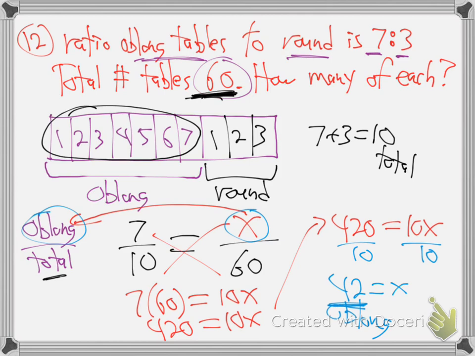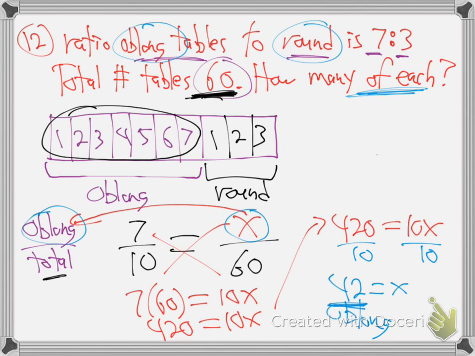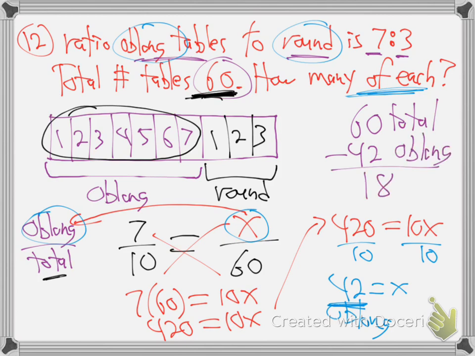They're going to ask us for how many of each. So they want to know how many oblong and how many round. How am I going to find out how many round tables? I think just subtract from 60 would be the easiest way, right? Because we know there's 60 total. So there's 60 total tables and 42 are oblong. What's that? 18 are round. You could have done another ratio, though. Could have done that, too.